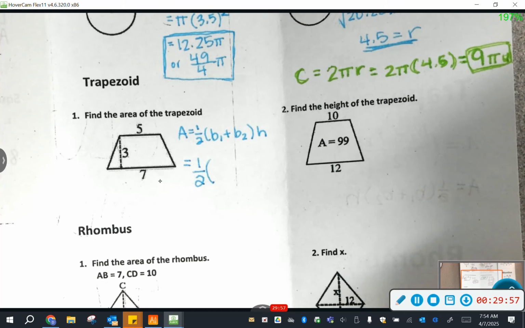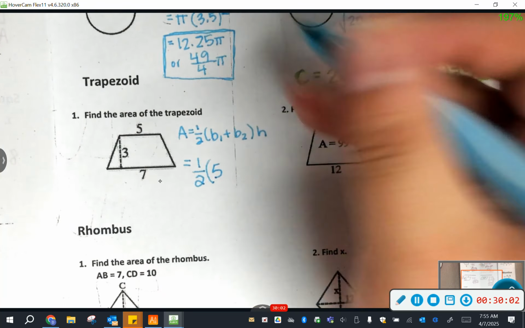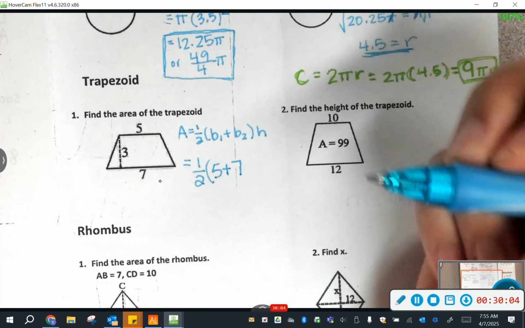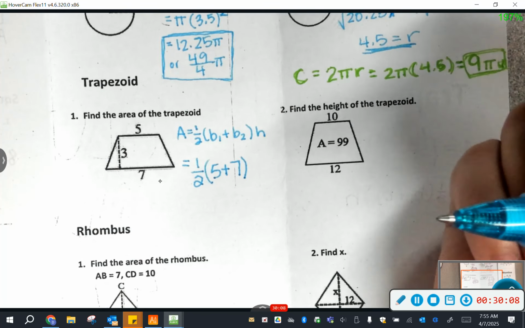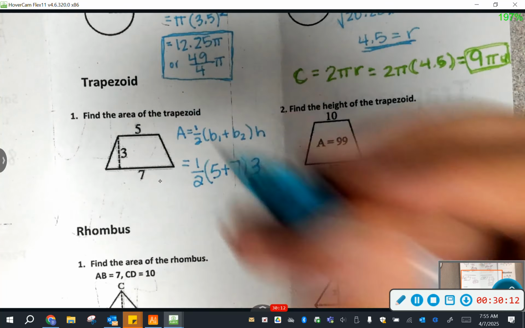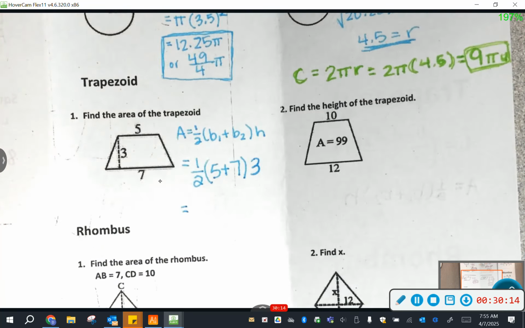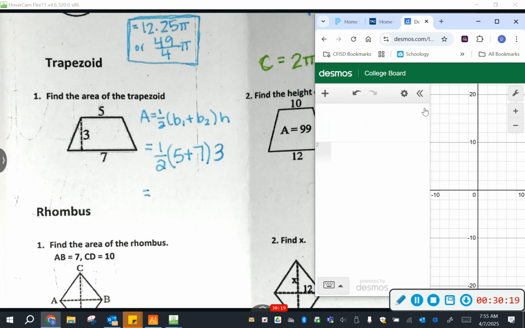So what's your first base here? 5. It doesn't matter which one's which. What's the next base? Could you have done 7 plus 5? Yeah. Sure. And how tall is this trapezoid? 3. And then you're just going to put that in the calculator. Or do it in your head, whichever one you need to do. So what is 1/2 5 plus 7 times 3? It is 18 units squared.